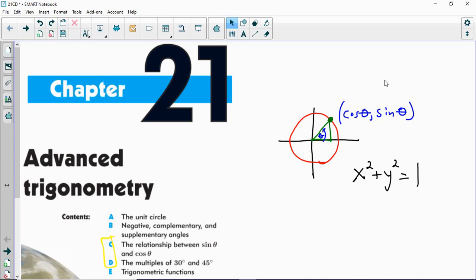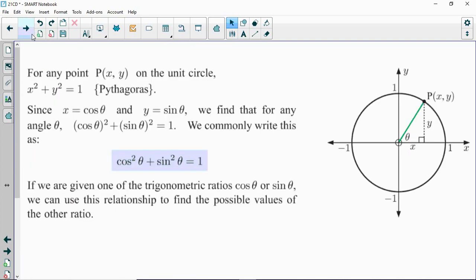Now this is going to lead us to our next major identity. We saw a few identities at the end of the last video. Identities are just facts that are true about any angle theta, and we can use them to quickly work out sine or cosine values of other angles. So here's our next big one. Since we know that x squared plus y squared is equal to 1, and since we know that the x value is cosine of theta and the y value is sine of theta, that means that cosine squared of theta plus sine squared of theta equals 1.